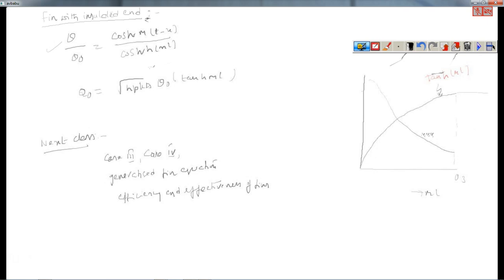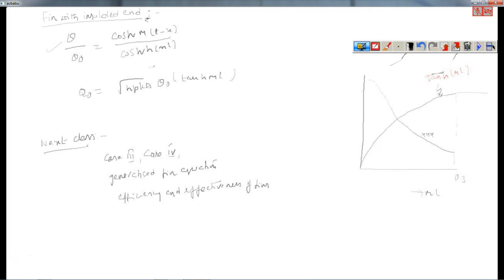Today we are going to discuss some more topics: case 3 and case 4, and then the generalized fin equation, which is used for any fin configuration. The next topics will be efficiency and effectiveness of fins, and as time permits we will try to do some problems in this class itself. Let me go through that.